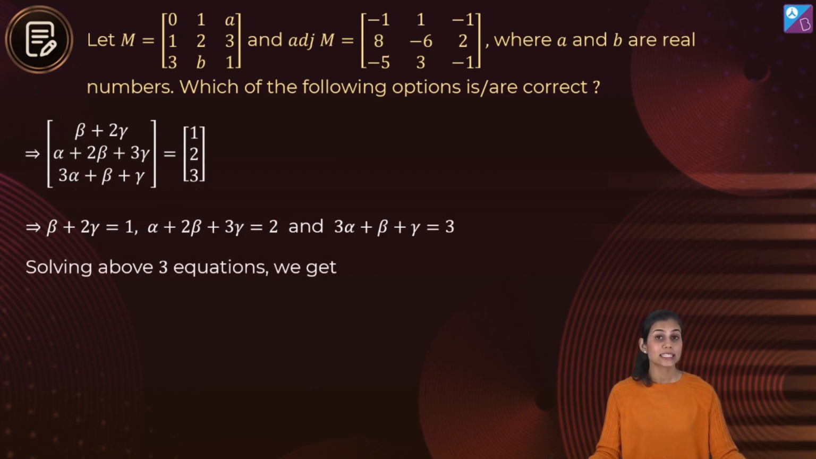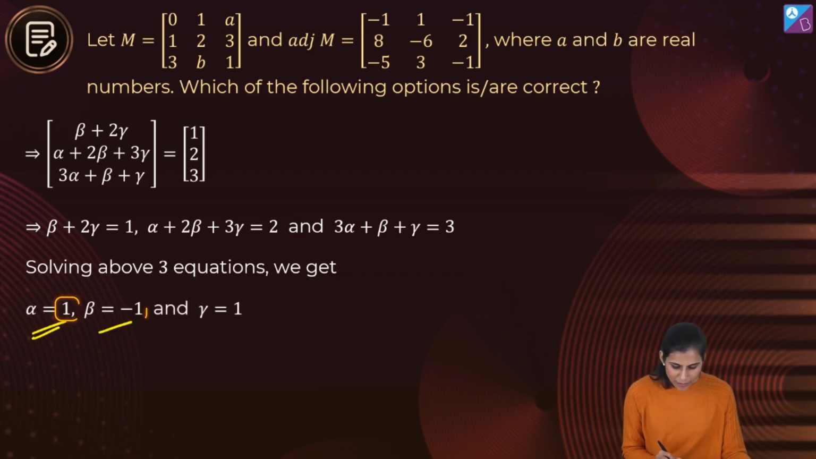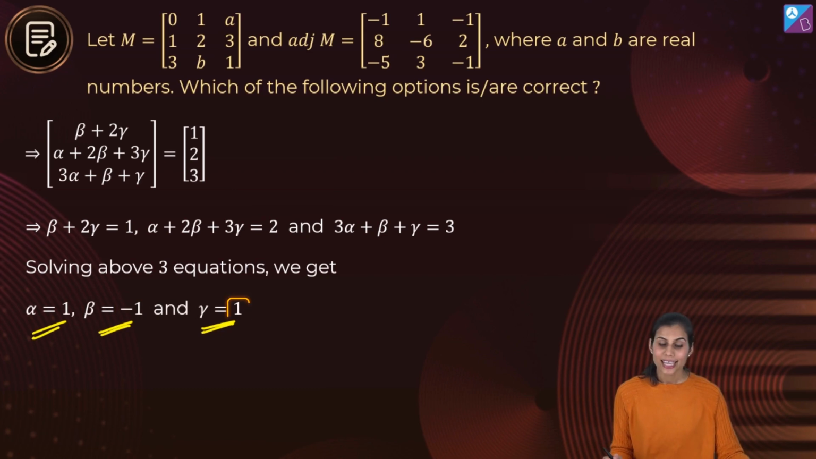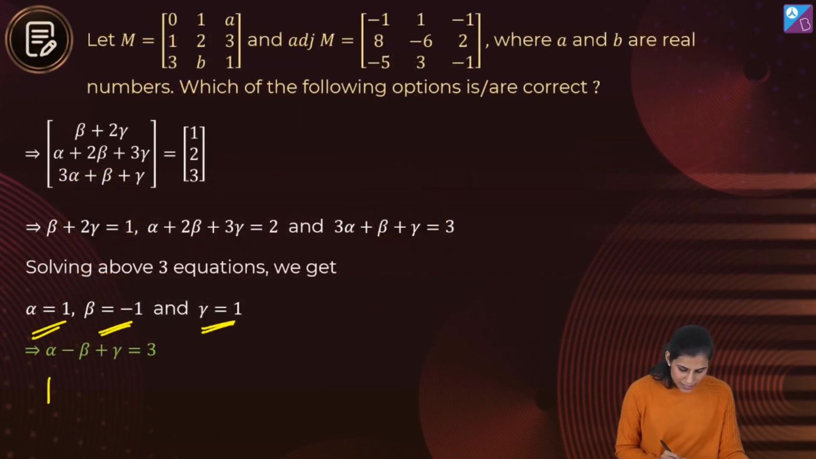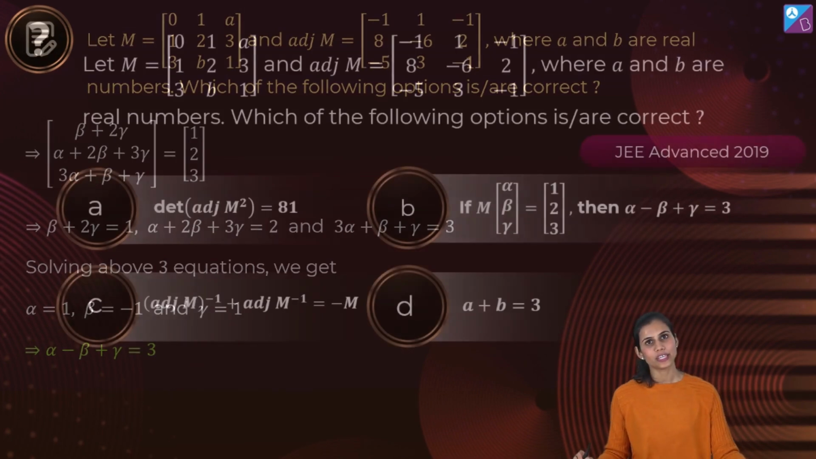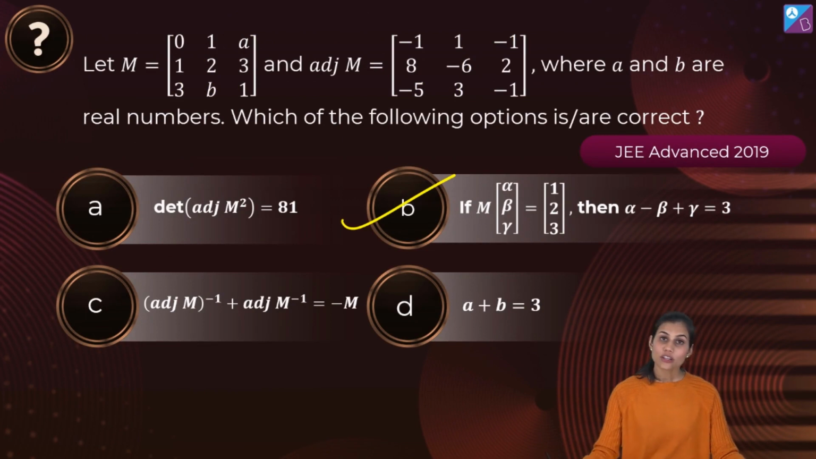And you can clearly see it's a non-homogeneous system. So you can use Cramer's rule to compute the values of alpha, beta and gamma. They will come out to be 1, minus 1 and 1. The claim was that alpha minus beta plus gamma is equal to 3, which is exactly true because 1 minus 1 plus 1 is actually giving you 3. So option B is also correct. And now we are left to check just the last option, which is C.